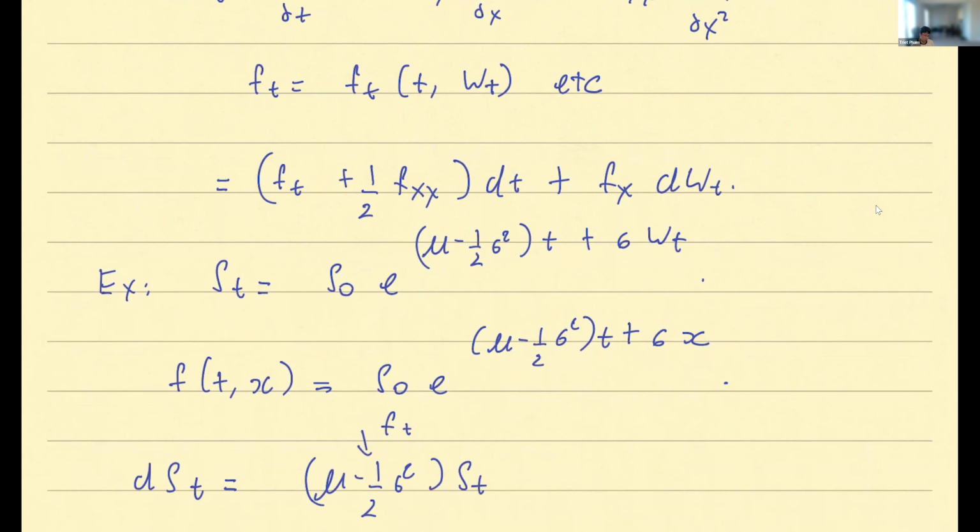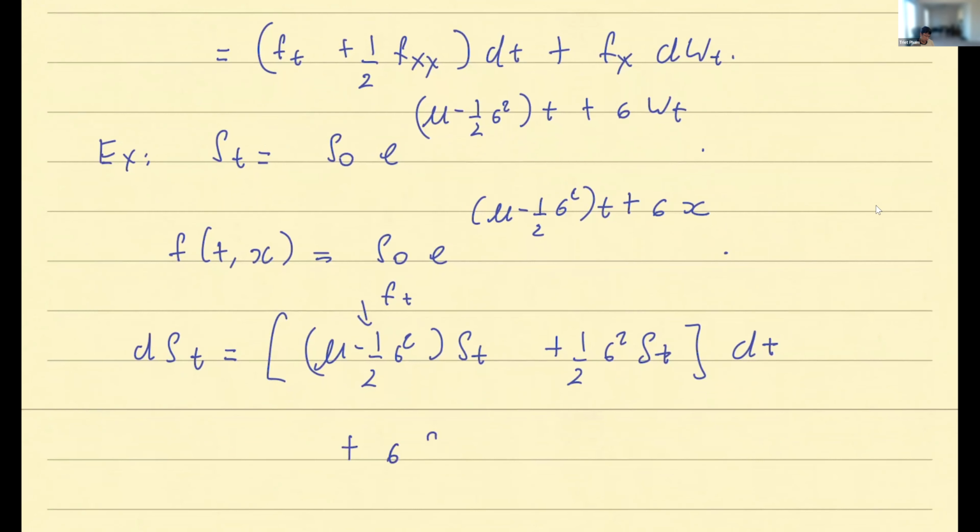What about differentiating this function with respect to x twice? If you differentiate with respect to x once, you get sigma down. If you differentiate with respect to x twice, you get sigma squared down. So you get 1/2 sigma squared times the function, this whole thing dt. And of course, if you differentiate with respect to x once, you bring sigma down. And so this is f sub x.